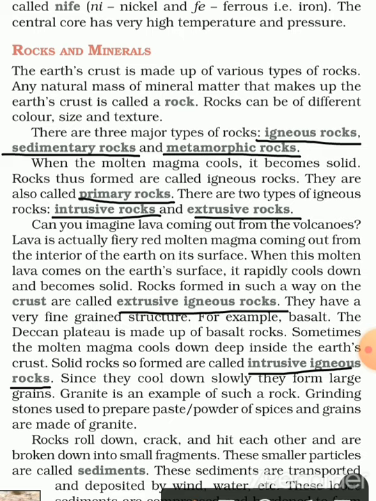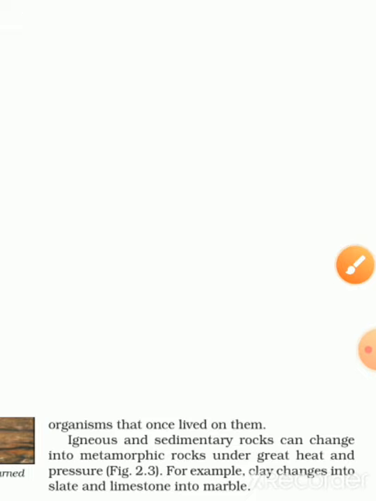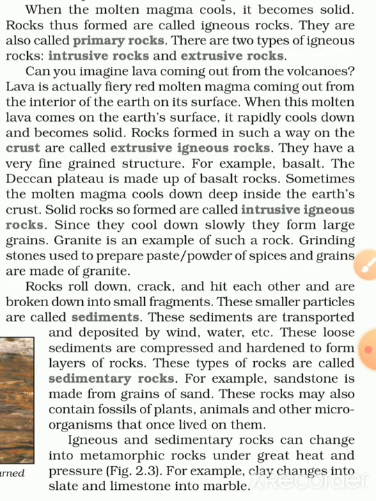Now rocks roll down, crack and hit each other and are broken down into small fragments. Now when a rock forms, it does not always stay in the same form due to processes that happen naturally. Due to that, these rocks become cracked, and when they crack, they roll down, they hit each other, and again they break down into small fragments. These smaller particles are called sediments, and these sediments are transported and deposited by wind, water, etc.